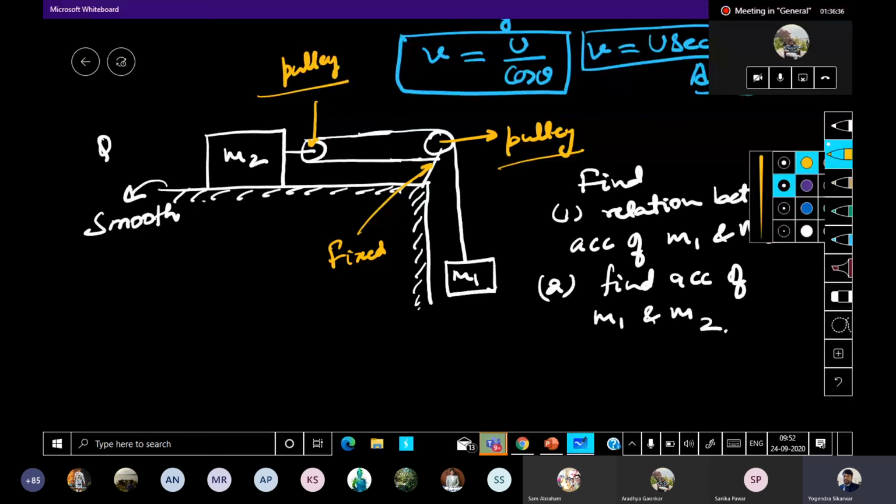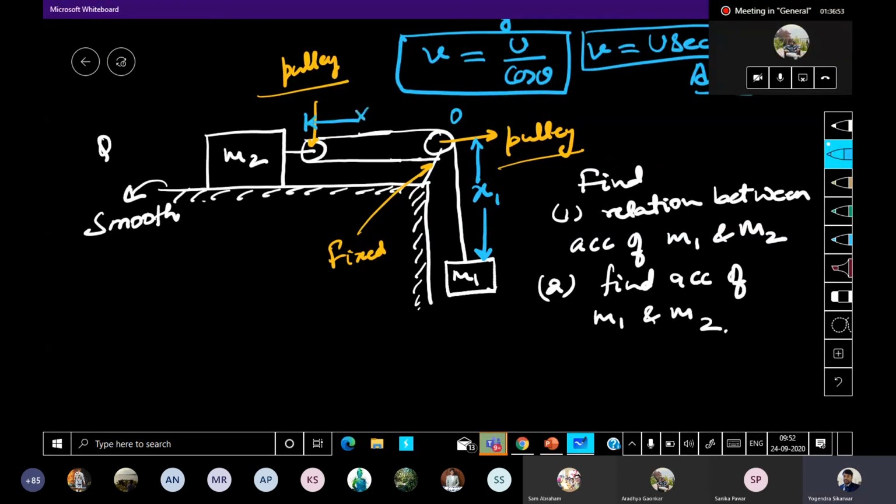So what I am doing, I am considering this point as O, which is the pulley that is fixed. And I am considering this as x1 and this as x2. What is x1? x1 is the distance of m1 from O. What is x2? x2 is virtually the distance of m2 from O.